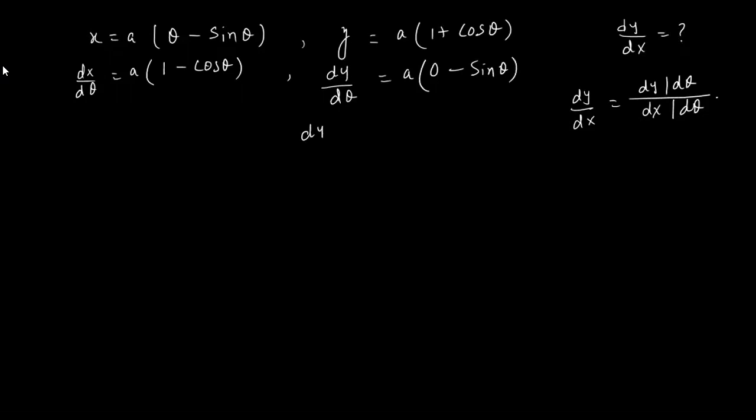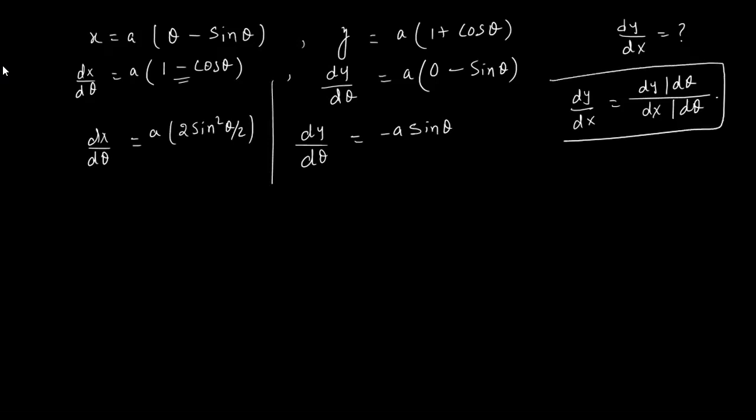So dy over d theta is simply negative a sine theta, and dx over d theta is simply a times 1 minus cos theta, and we know 1 minus cos theta is simply 2 sine square theta by 2. So we can rewrite this as a times of 2 sine square theta by 2. Let us plug these values to find dy over dx.